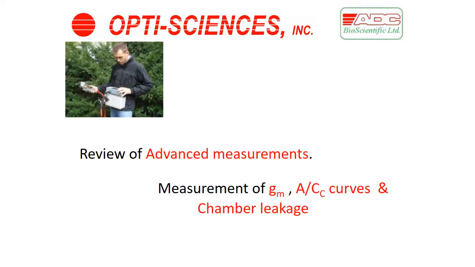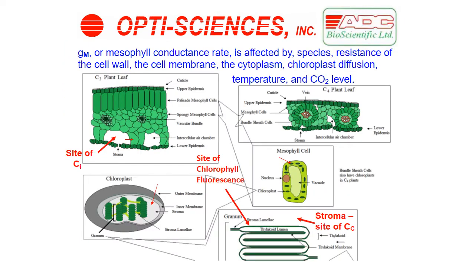In the making of ACC curves and measurement of GM, it's important to also measure chamber leakage and correct for it for reliable results. ACI curves compare photosynthetic rate to CO2 in the intracellular air spaces, or CI. ACC curves compare photosynthetic rate to CO2 levels in the chloroplast at the site of carboxylation in the chloroplast stroma.